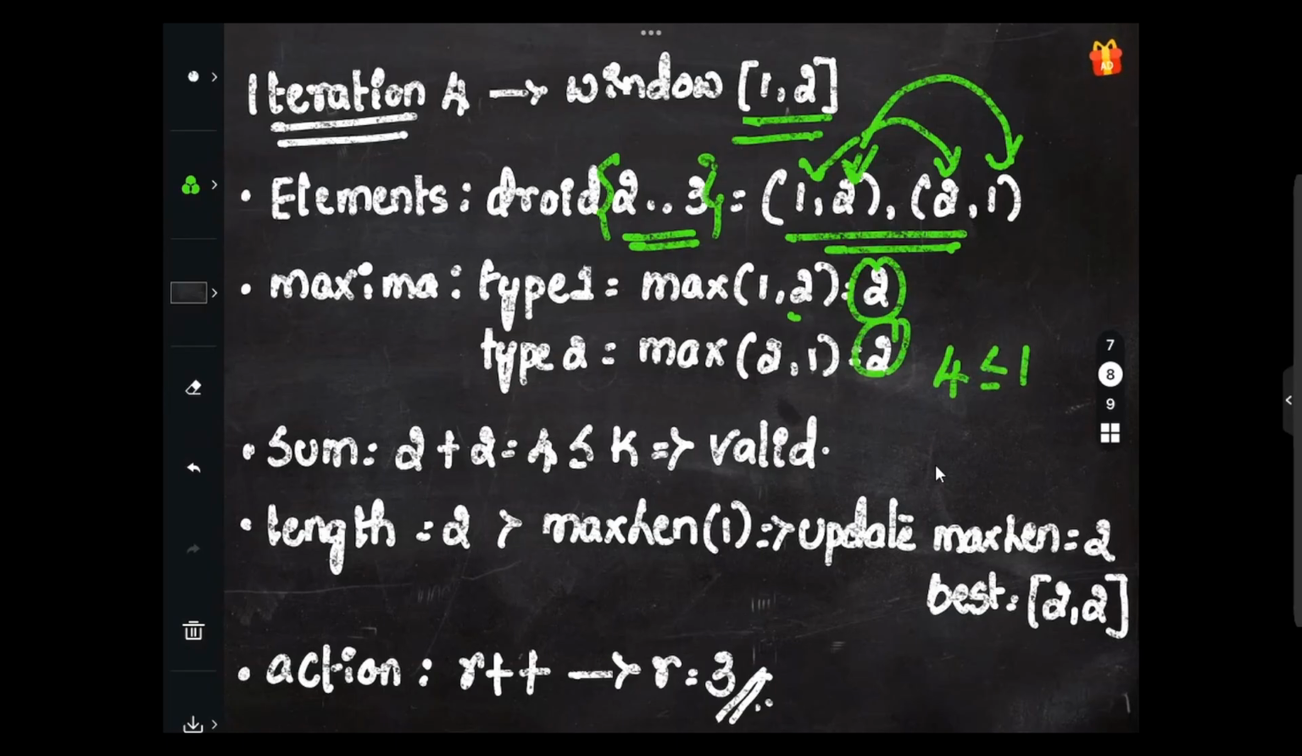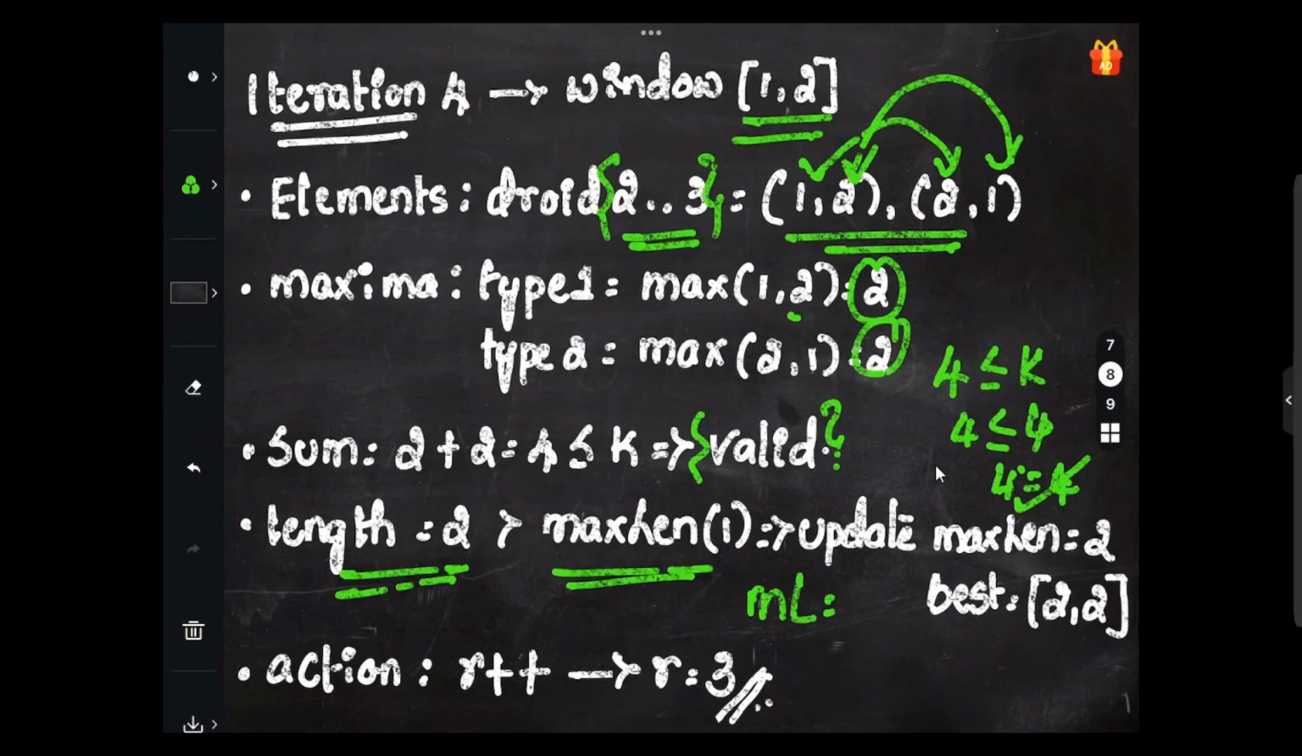4 is less than or equal to k, nothing but 4 is less than or equal to 4. Yeah, 4 is equivalent to 4, right? So this condition holds good as well, which means the window is valid. So length equals 2, we have the maximum length, and we will be updating the maximum length from 1 to 2. Now the maximum length becomes 2, and best is 2 comma 2, right? So we are updating best to 2 comma 2.